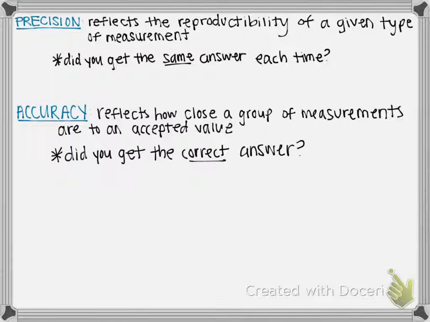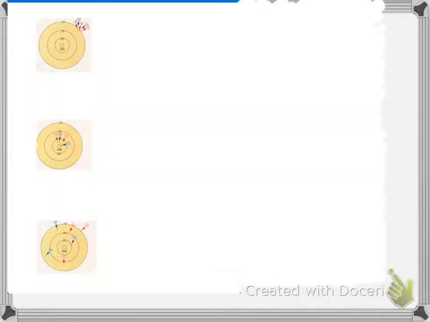Now I want you to go ahead and draw 3 dartboards, and I want you to put the darts kind of how I've done it. If you want to just draw quick dartboards and then put dots for the darts, that's fine. So we're going to label these as accurate, precise, not accurate, not precise.